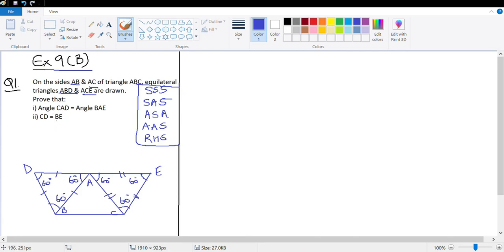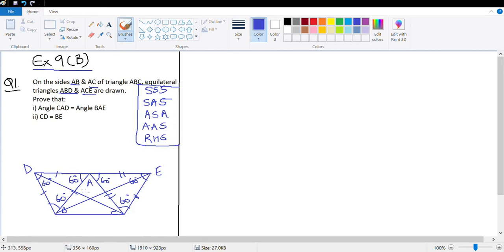Let's see what do they want. Prove that triangle CAD. So CAD, also I will need to join C and D. Perfect. So prove the angle CAD and angle BAE. So I will have to join BE as well. Okay, so CD and BE. So we're looking at angle BAE. Perfect. So this big angle. Prove that this angle is equal and CD is equal to BE.